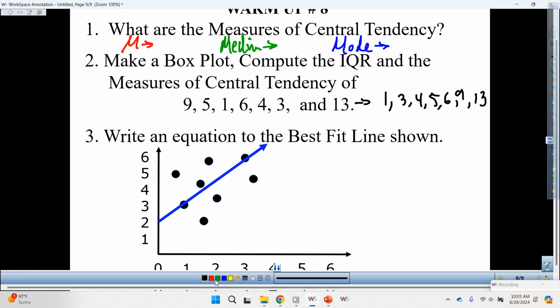Santiago? Mean. What is it? 5.85. Hands if you got 5.85. All right. How about median? What'd you get, Santi? 5. How about mode? No mode. Hands if you got that. Looks about right. Next, we need the IQR, which means we need all the Qs.